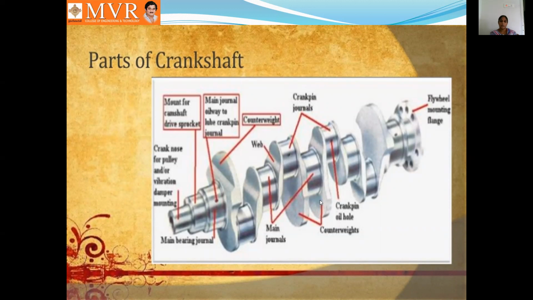Next, the crank pin and whole crank pin journals, and also the counterweight with the help of the flywheel. Flywheel is where the power will be transmitted with high efficiency with the help of the flange. It is called a flywheel. These are the parts of the crankshaft.